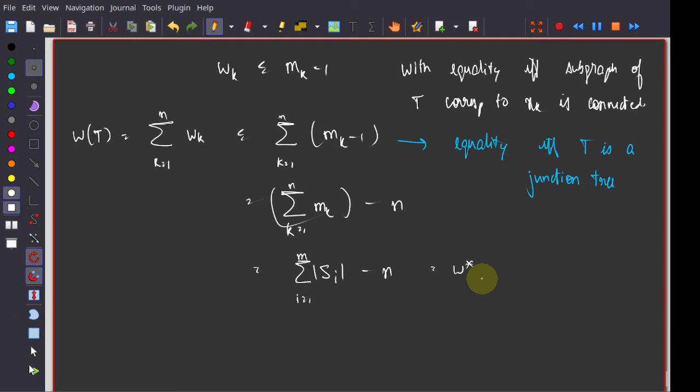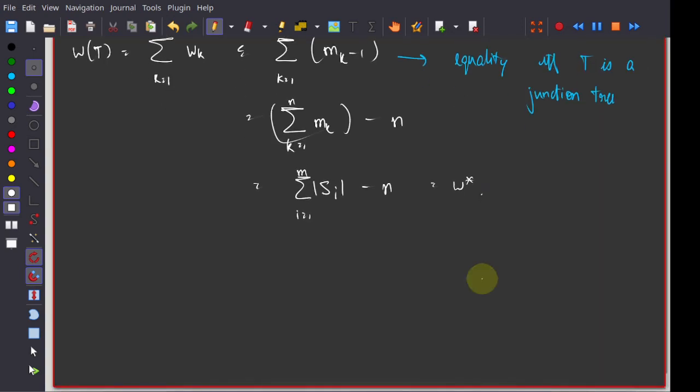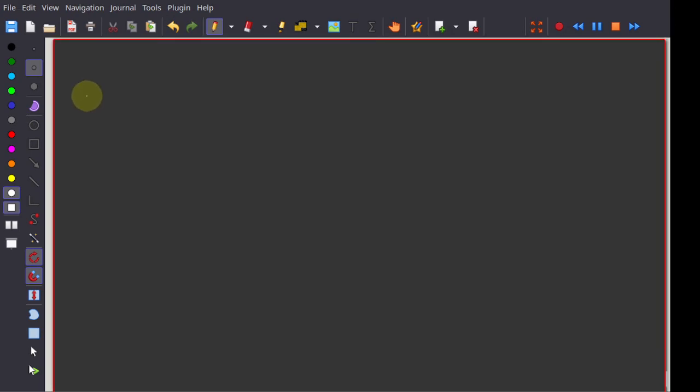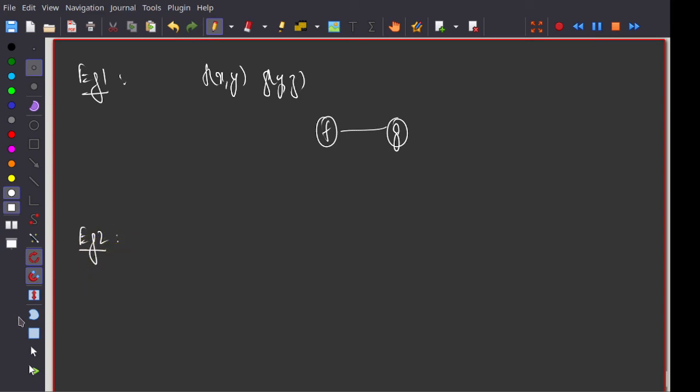So again, let us try to apply this to all our cases. So in the first case, that's example 1. That's fairly trivial. You have f of xy, f of yz. There are only two functions. It's connected. It's already a tree. So there's nothing more to do. This is already a junction tree. Let's take the second example.